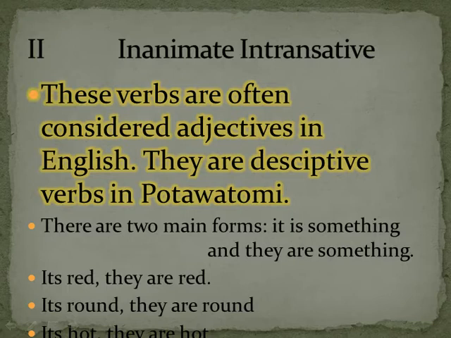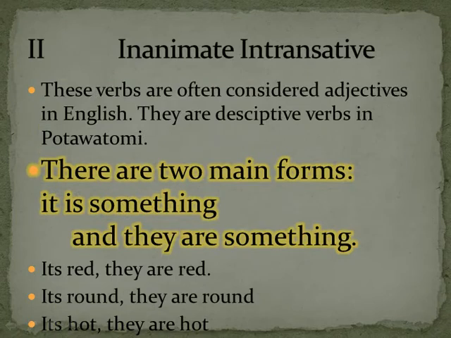Inanimate intransitive verbs. These verbs are often considered adjectives in English. They're very descriptive verbs in Potawatomi. There are two main forms: it's something and they are something.